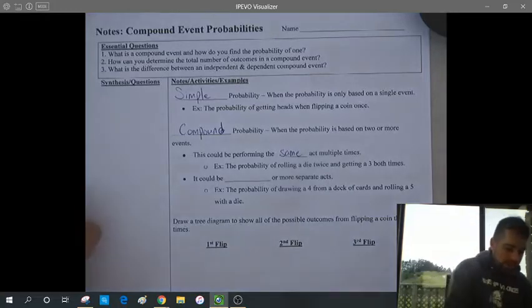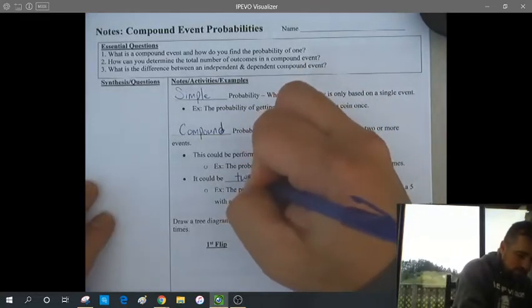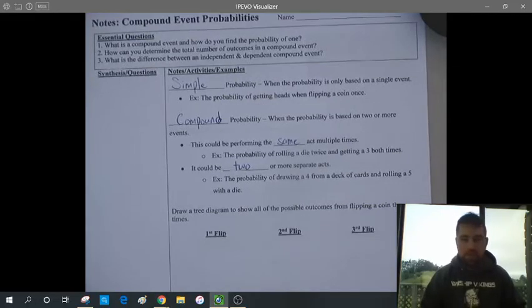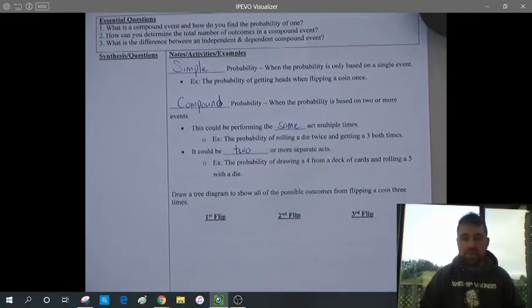Or it could be two or possibly more separate acts. So, for example, the probability of drawing a 4 from a deck of cards and then rolling a 5 with a die. So, two different events or two different acts that make up the overall probability here. But in any case, either one of those would be an example of compound probability.